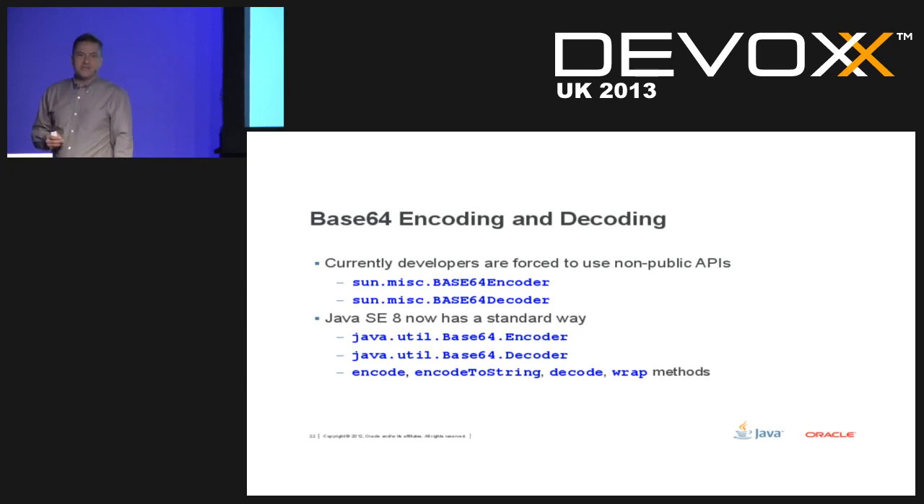Base64 encoding and decoding. Now, it's quite strange to think that we haven't had a standard API to do this. 4,000 classes, and we don't have a standard way of doing Base64 encoding. So up until now, you've had to use the sort of hidden classes, the sun.misc.BASE64Encoder and Decoder. Now there's going to be a standard util API which says, okay, Base64 Encoder, Base64 Decoder, and then you've got the usual methods like encode, decode, encodeToString, wrap, and so on.